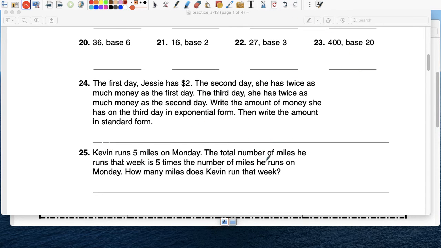Kevin runs 5 miles on Monday. The total number of miles he runs that week is 5 times the number he runs on Monday. Okay, so 5 times that would be 5 to the second power, or 25. So he runs 5 miles on Monday, and then the total miles is 5 times that number, and 5 times that number is 25. Or 5 to the second power equals 25.